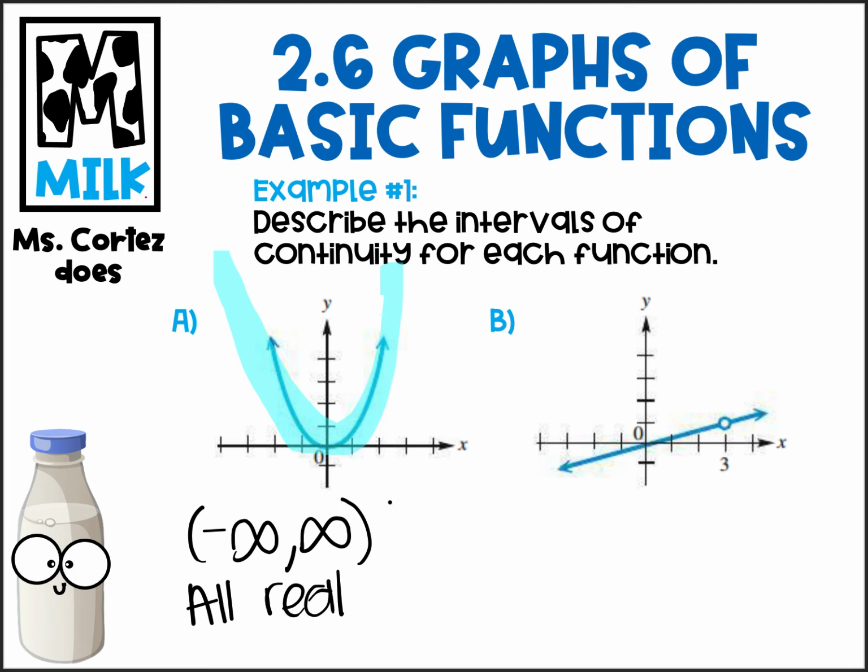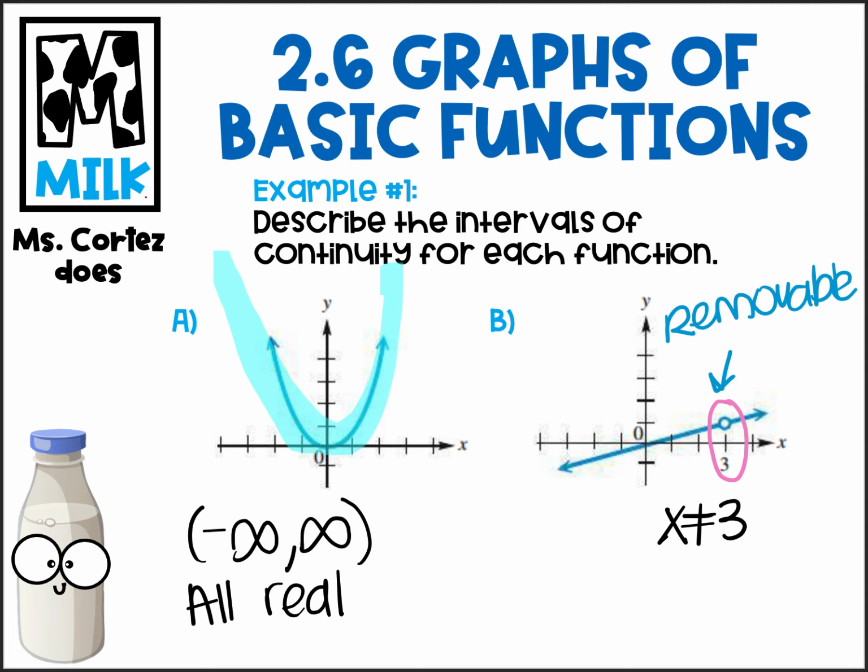Now, for our problem B, if we look at it, we do have a hole. We do have a value on our x that is undefined on my function. Again, this is a removable discontinuity, or a hole. And it looks like my function is continuous everywhere else but 3. My x cannot be 3.